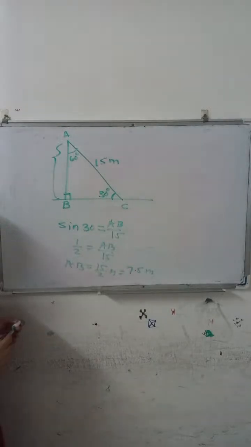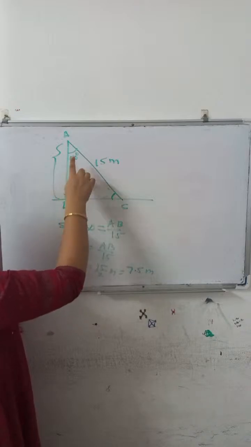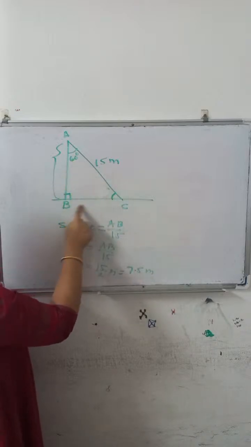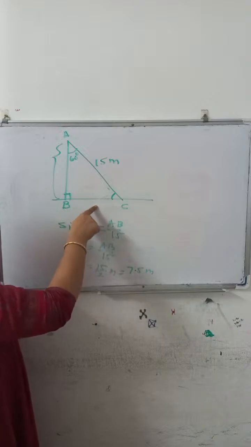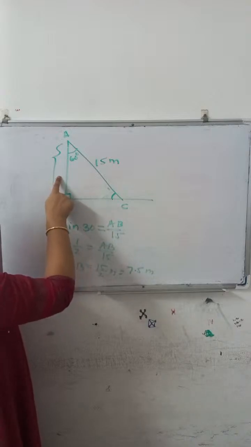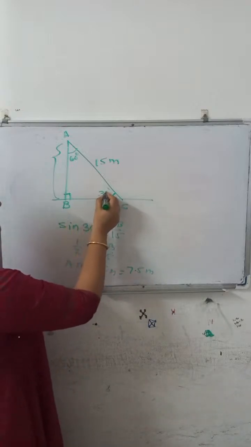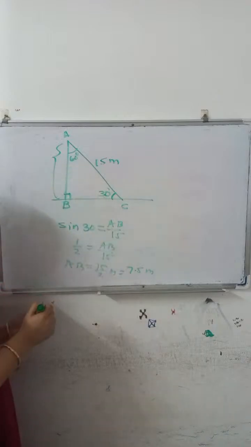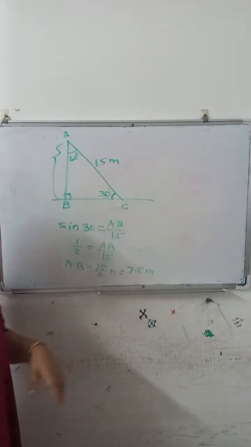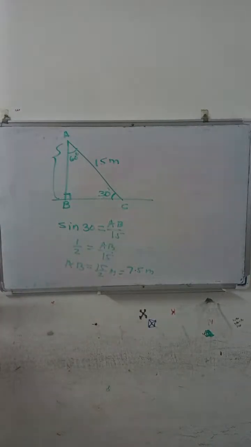If we take 60 instead of 30, then you can apply sine to get the base BC, and once you get the base BC, then you have to go for tan, and from that tan you will get the height. So twice we have to apply the trigonometric ratio. Here as one angle is 90 and another is 60, the third automatically is 30. So we will get the answer 7.5 meter. Okay, I am trying to cover all the varieties.